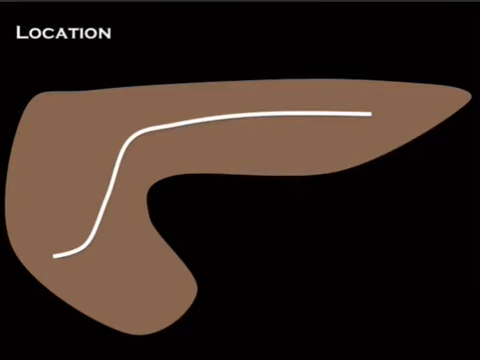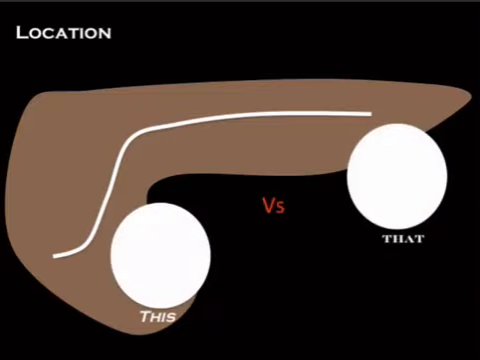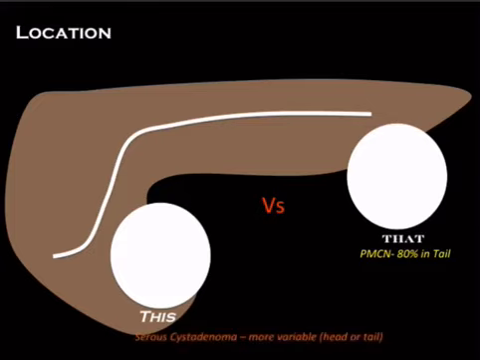So let's talk location. Is this helpful? It can be. This versus that, head versus tail. So the mucinous cystic neoplasms, they're almost always in the tail. And when you get a statistic like 80%, then it's always for multiple choice. The serous cystadenoma is more variable. You'll read sometimes it's in the head, but it can occur in the tail as well. It's less helpful.